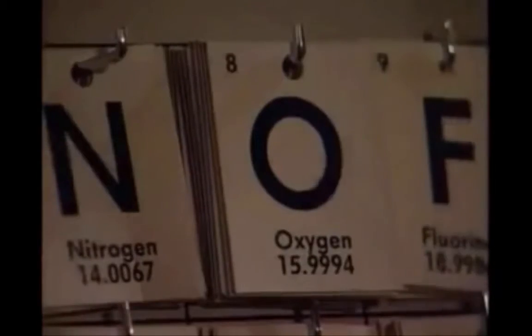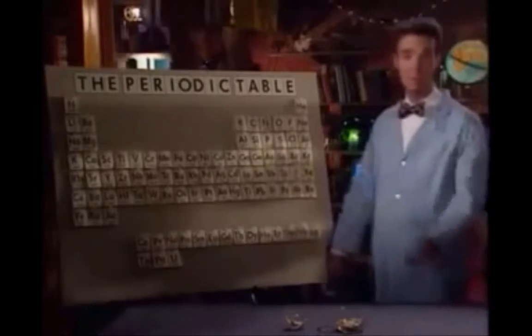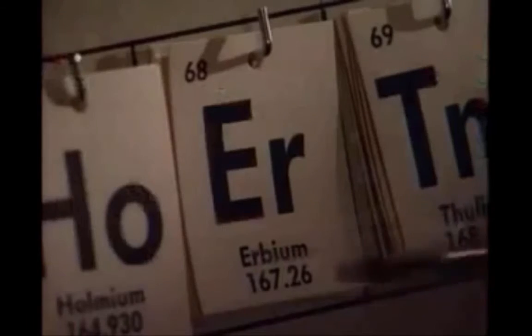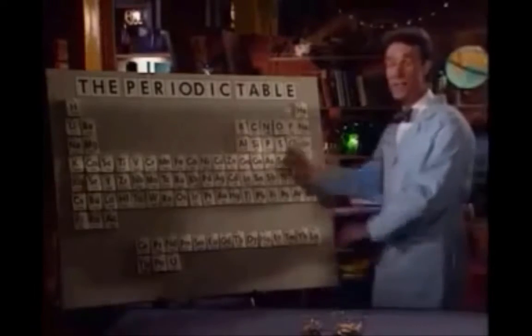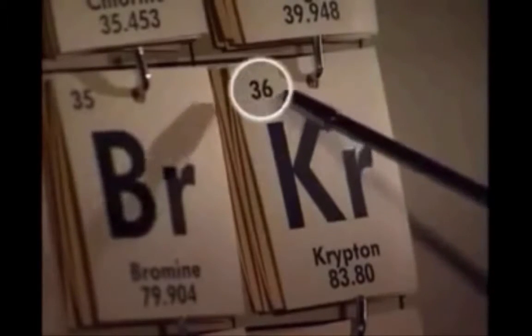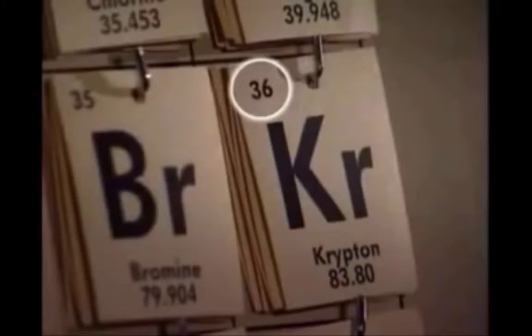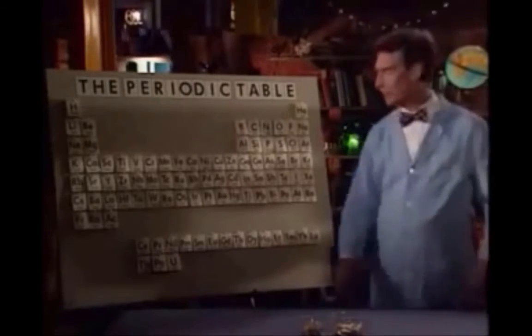Every element has a name, and you know most of them. They're familiar: carbon, oxygen, aluminum, copper, iron. But there are some weird ones, too, like erbium, palladium, and krypton. Scientists have given each element a one or two letter symbol and a number. That's not just any number. That's the atomic number, the number of protons in each nucleus.